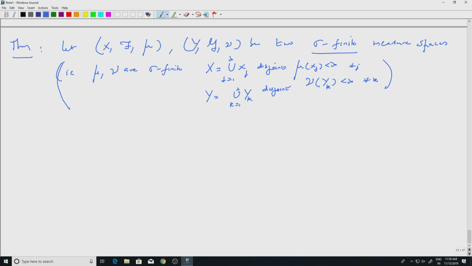Disjointness follows because if they are not disjoint, you can make them disjoint by looking at X_{j+1} minus X_j and so on. We have seen this several times before.